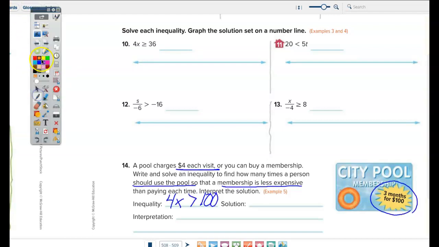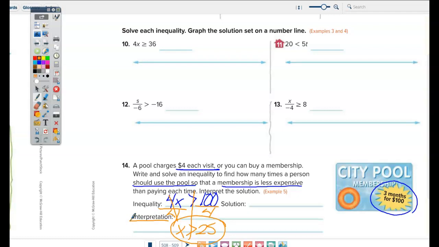Okay, so to solve this inequality, we're going to draw a line down the middle. We're always going to do the opposite operation. The opposite of multiplying is dividing, so I'm going to divide by 4. What you do to one side, you always do to the other. X is greater than 100 divided by 4 is 25. So that's your answer.